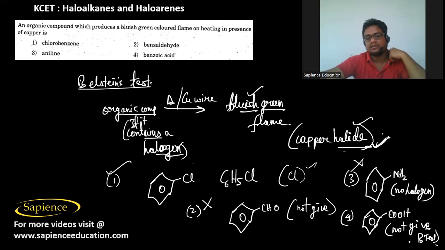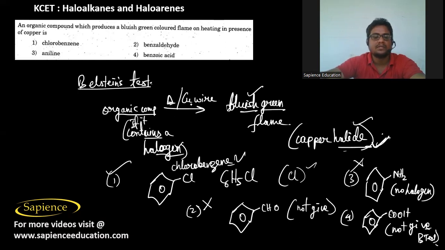Will not give the Beilstein's test. So it means that only chlorobenzene, which is C6H5Cl, will give the Beilstein's test. It means it will give a bluish green colored flame on heating with copper. So option 1 is the correct answer.